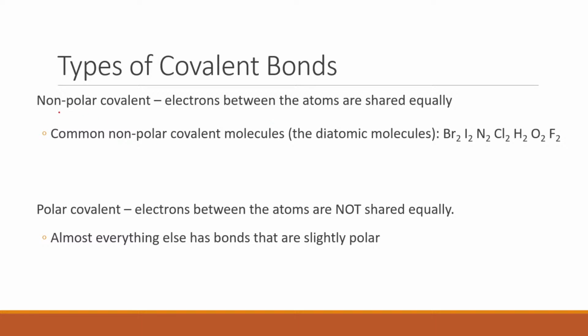When we talk about something being nonpolar, we are talking about something where the electrons are shared equally. If it's a bond, we're talking about a bond where the electrons are shared equally. If it's a molecule, we are looking at a molecule in which the electrons are shared equally. The definition of nonpolar does not change if we look at bond versus molecule. Same thing goes for a polar bond or a polar molecule. When something is polar, the electrons are not shared equally.